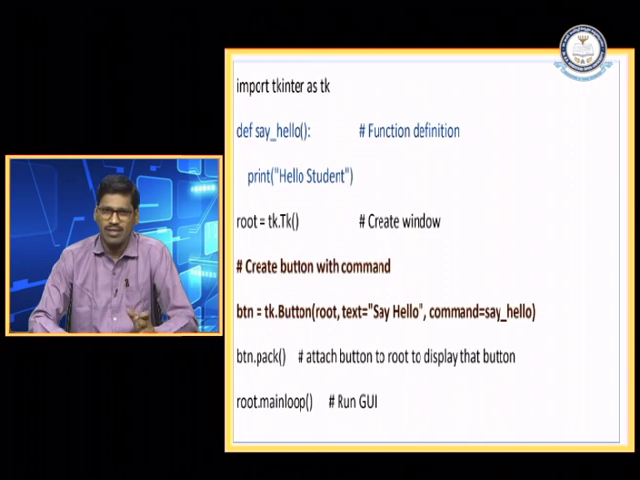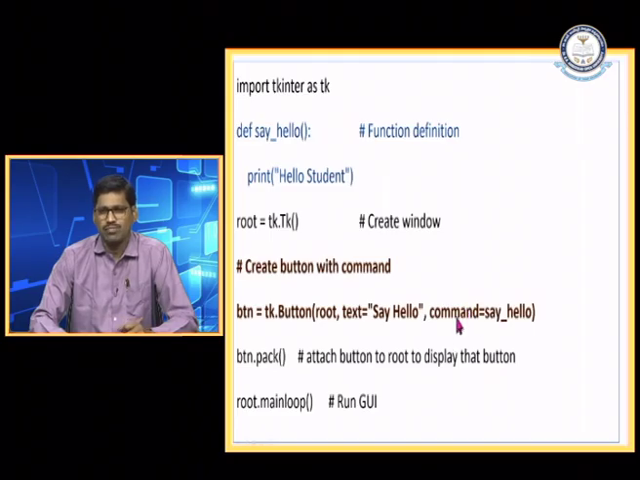Second point is, on that button the text I want to display is say hello. What is the text you want to display? You can write that text here. Suppose you want to create a submit button, you can write submit here. Otherwise, if you want to create a login button, you can write login as the value of the text attribute, right? Now, comma, one more attribute, the attribute name is command.